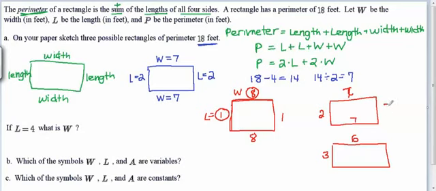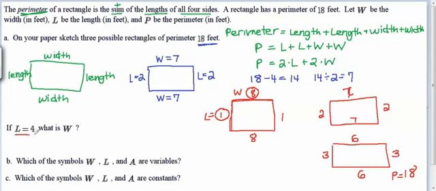Here I have 7, 7, 2, and 2. 7 plus 7 gives me 14, plus 2 is 16, plus 2 is 18. And here 6, 6, 3, 3. 6 plus 6 gives me 12, plus 3 is 15, plus 3 is 18. So all of these would have a perimeter of 18. So we've drawn a number of rectangles here, more than the 3 required. I've drawn 4 that have the required perimeter of 18 feet.